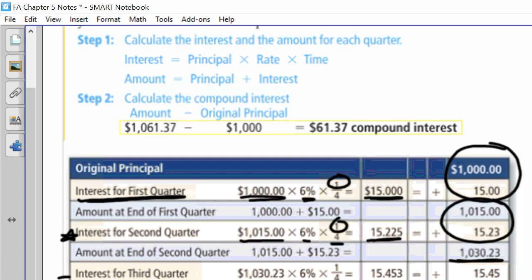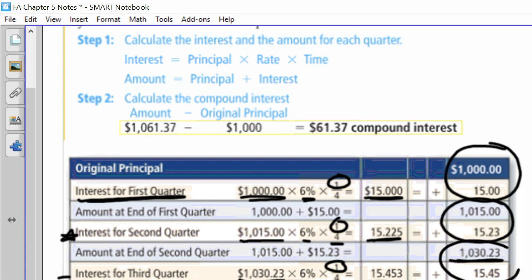Third quarter, so you guys remember we have to go for a full year, so that's 4 quarters. Third quarter, we take the $1,030.23. Again, interest is multiplying it together. So you take your numbers and you multiply them together, times it by 1 quarter, divided by 4 because it is a quarter. And now we're making $15.45. So we went from making just $15 for our first quarter, a little bit more, $15.23. Now we're making $15.45. We make a little bit more money every time because we're adding in that interest.